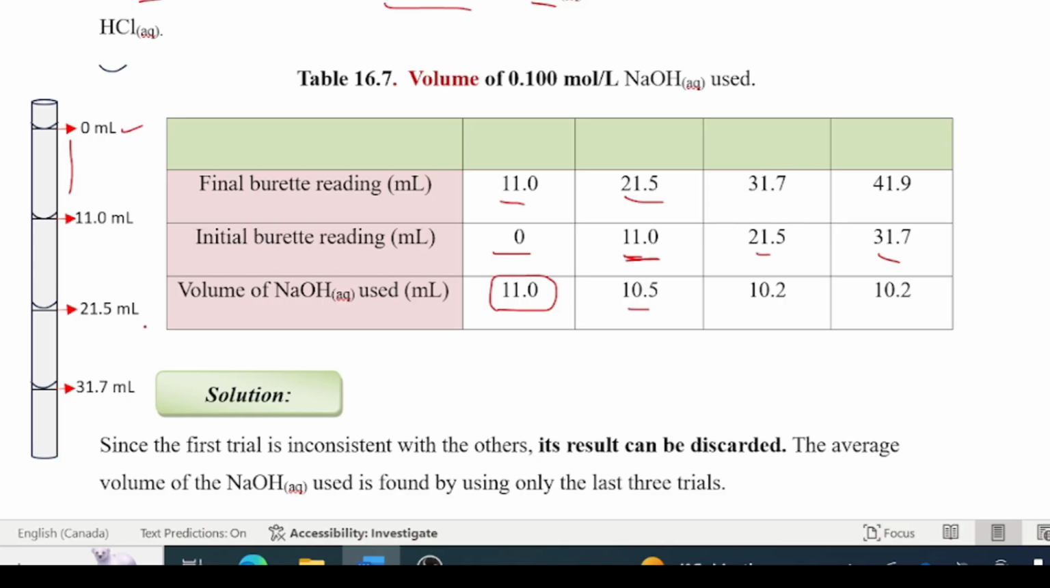You're now going to want to do a third one. When you do a third one now, this becomes the initial reading, and that's your final reading for the third one here. Okay? You subtract and you get that, and somebody did a fourth reading. So this one became the initial reading, that's the final reading there, and this is the volume that we've used.